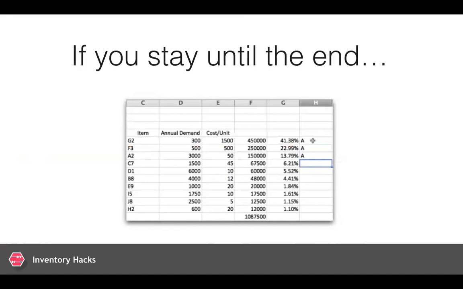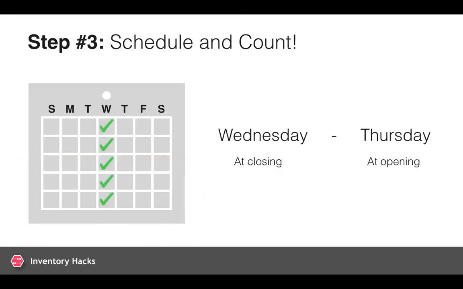Now, lastly, what we did was we scheduled the counts to happen every Wednesday at closing time. And we were placing orders on Thursdays. So whoever was in the store on Wednesdays had to perform the quick counts. And the cool thing about this is if for any reason we didn't finish our counts at closing time on Wednesdays, we would finish it at opening time on Thursday.